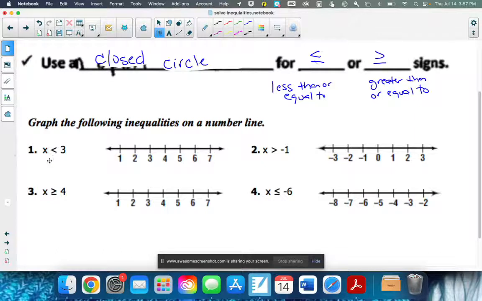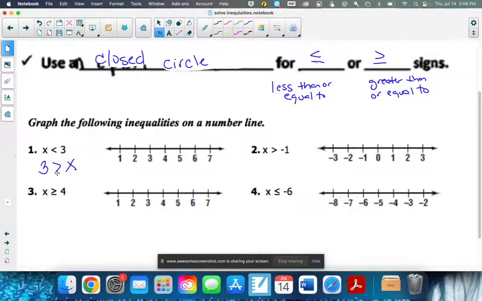Well, that only works if your variable is on the left. If I wrote this same statement like this, okay, that is the exact same statement. This says x is less than 3. This says 3 is bigger than x, greater than x. They mean the same thing, but the arrow is not pointing in the correct direction.